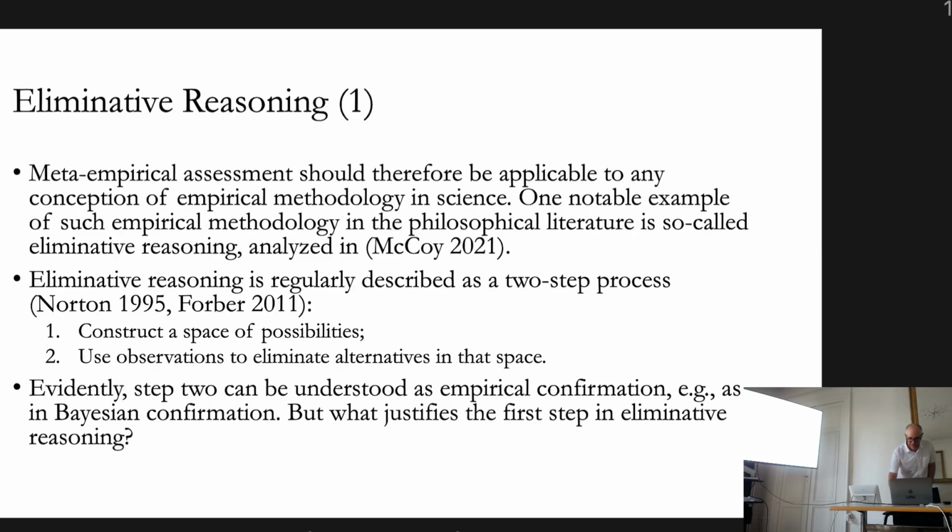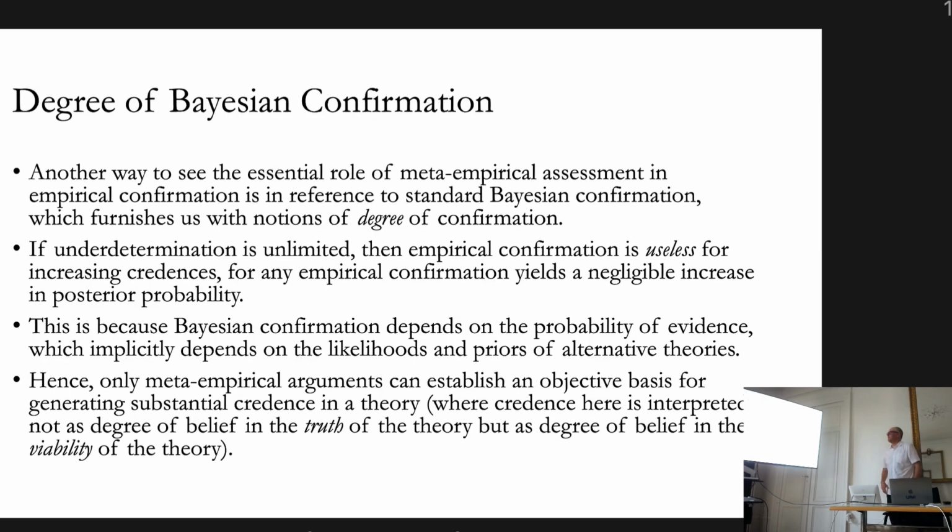So I think this slide maybe is a little bit relevant. Another way to try to see the essential role of meta-empirical assessment in empirical confirmation is in reference to standard Bayesian confirmation, where we have degree of confirmation. If underdetermination is unlimited, then empirical confirmation is actually just useless for increasing credences. For any empirical confirmation will yield a negligible increase in posterior probability given the unlimited underdetermination. Right? If there's an infinity of theories, then there's just no way to confirm a theory, basically. It's almost like a mathematical point.